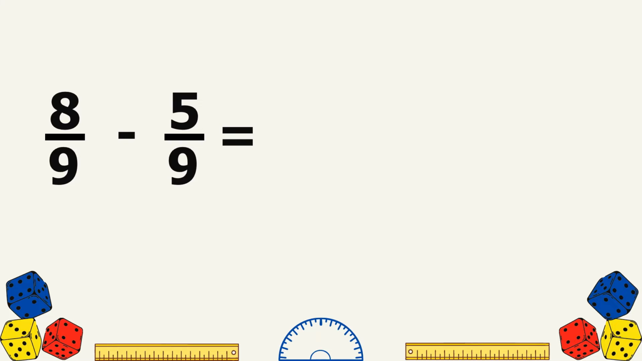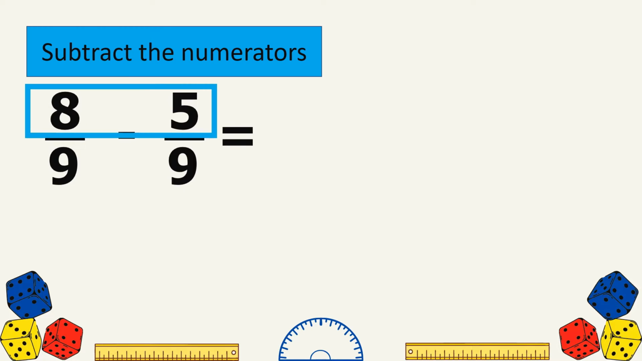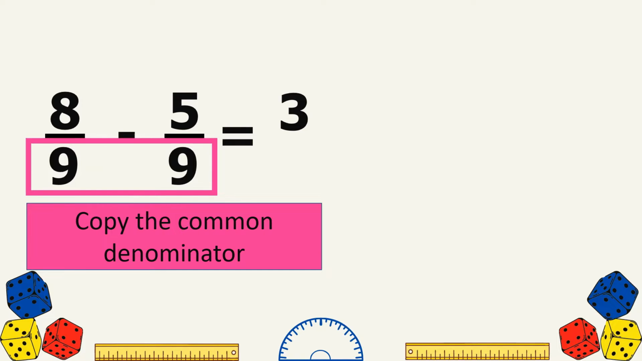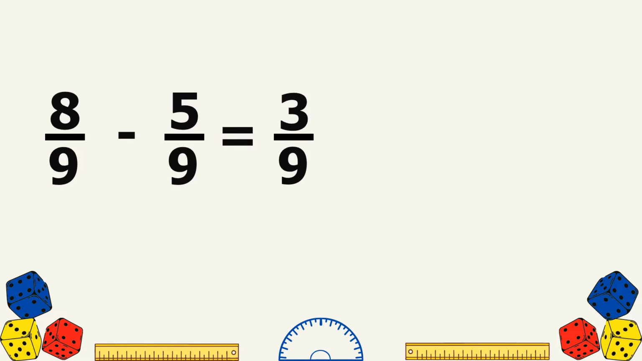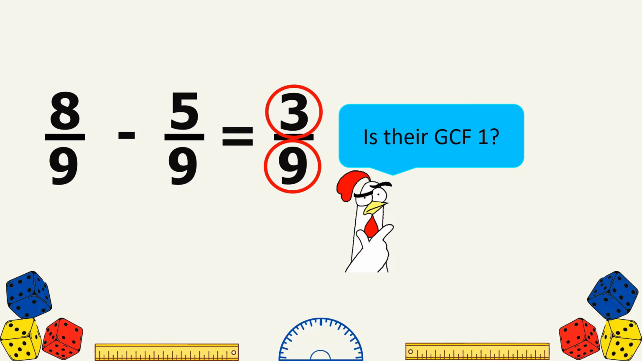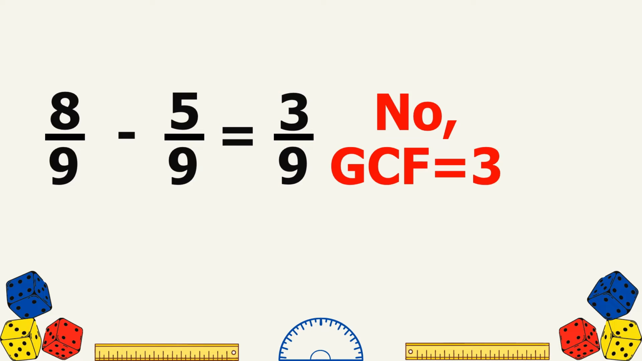Alright, so next is an example on how to subtract similar fractions. We have 8/9 minus 5/9. First, subtract the numerators. 8 minus 5 equals 3. Then copy the common denominator, which is 9. We have to express the answer in the lowest term. So is the GCF of 3 and 9 1? No, because their GCF is 3.